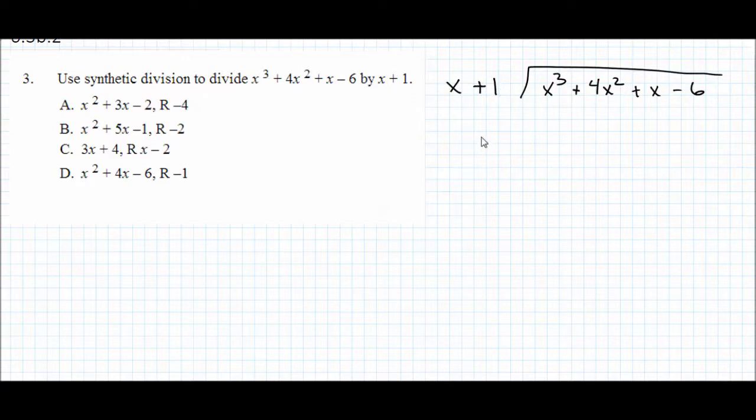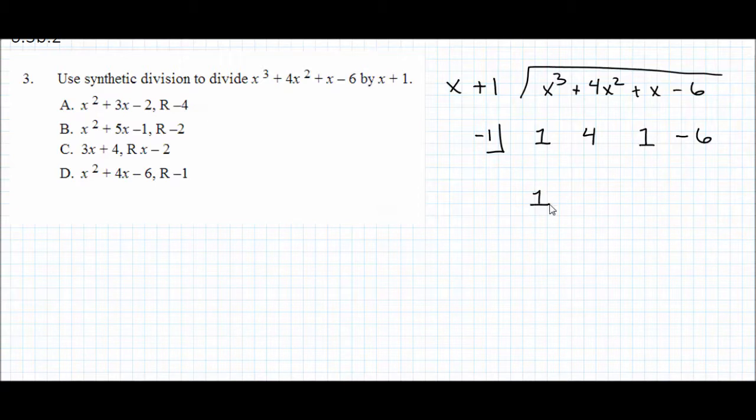Okay, so let's rewrite this. Let's make this a negative 1 for our reverse divisor. Okay, the coefficient in front of the x cubed is 1. The coefficient in front of the x squared is 4. The coefficient in front of the x is 1. And the constant term is negative 6.